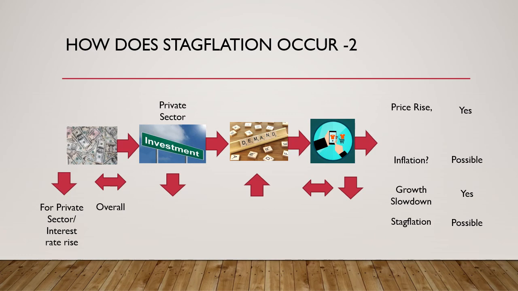One, where in the wake of a supply shock, the central bank intervenes, and here the government intervenes by increasing its fiscal deficit.